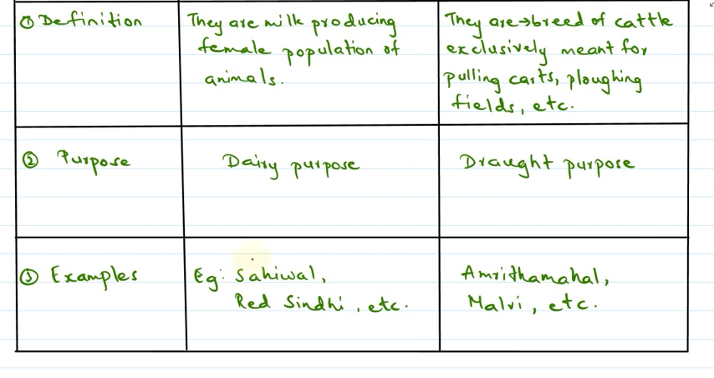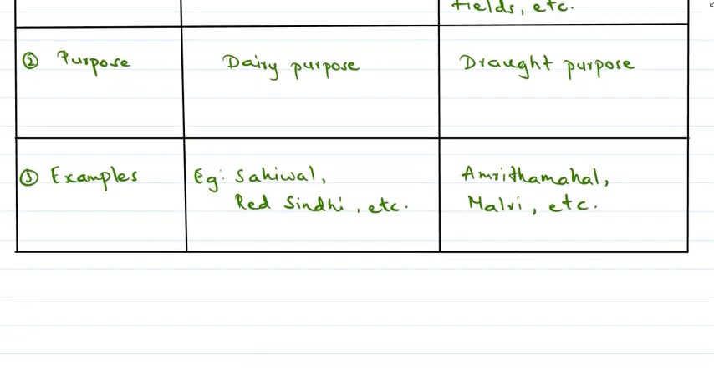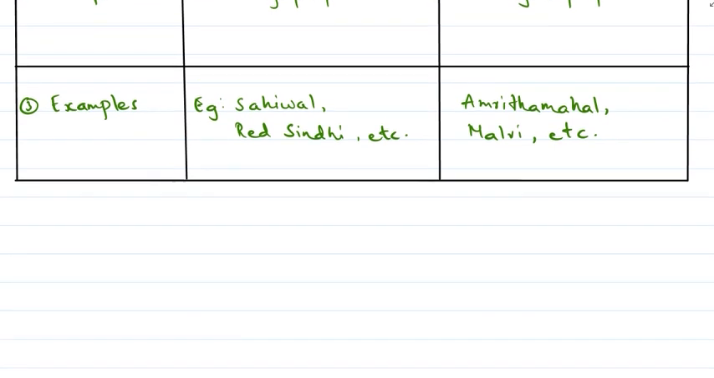Now moving ahead, we will discuss breed improvement in cattle, and why it is necessary to improve the breed of cattle. Because we are aiming at a higher production of milk, it is very important to improve the breed of cattle.